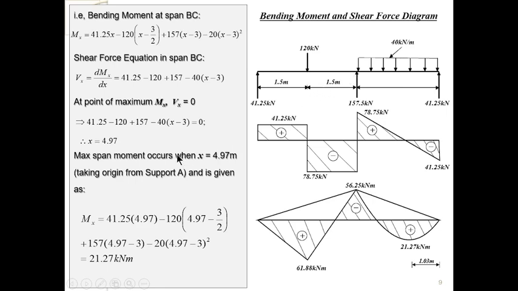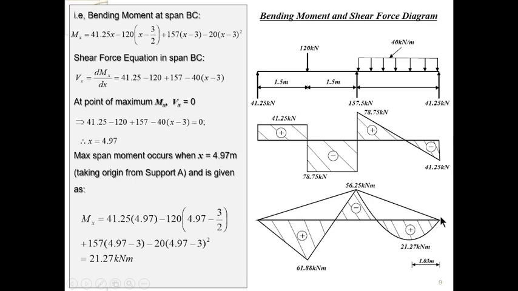So for us to know what is the value of the maximum moment, we take this x equals to 4.75, we come to this bending moment equation and substitute 4.75 or 4.97 for x. So anywhere we see x, we put 4.97 and calculate. This is what we did here. And the maximum bending moment gives us 21.27. So that was how we know that the maximum bending moment is here, which is 4.97 from this distance.